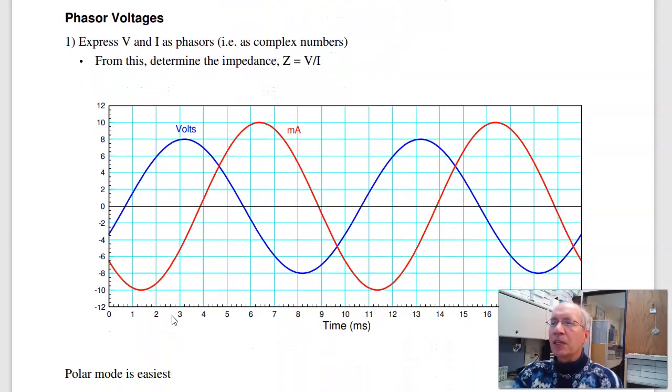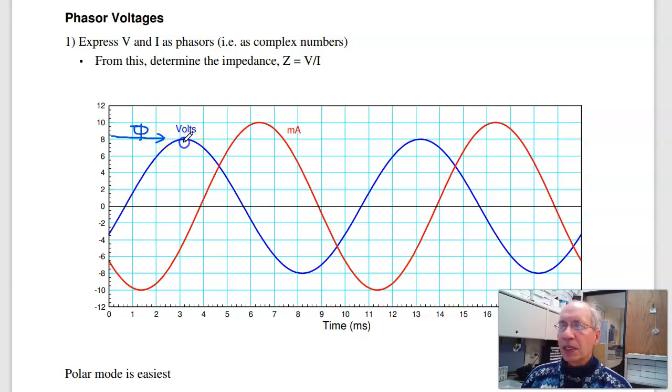As an example, here's the first problem. I've got a voltage and a current waveform. Express voltage and current in terms of phasors, and find the impedance, voltage over current. So what I like doing is, in phasors, cosine is 0 degrees. If this is a cosine waveform, the peak would be at t equals 0. This is actually delayed by that much. That's my phase shift. Call it B.